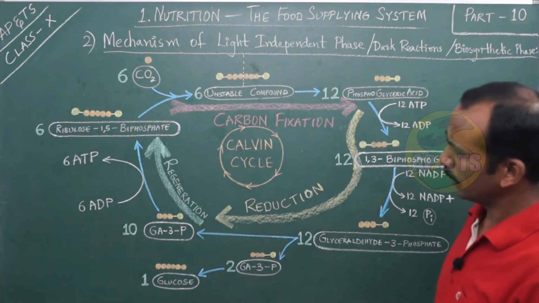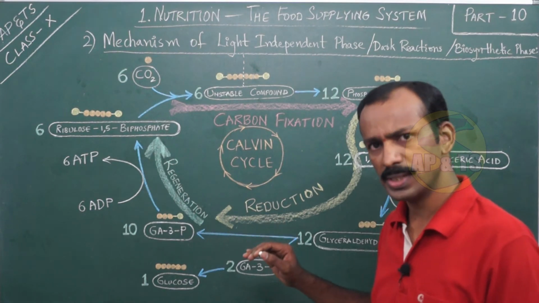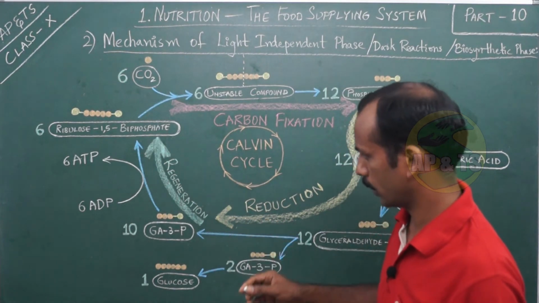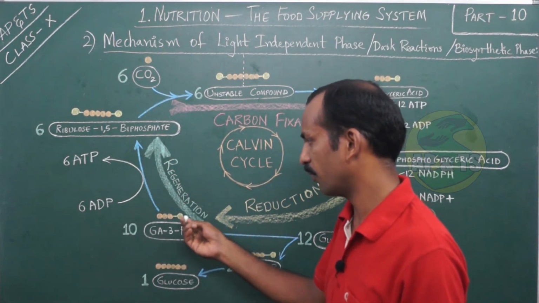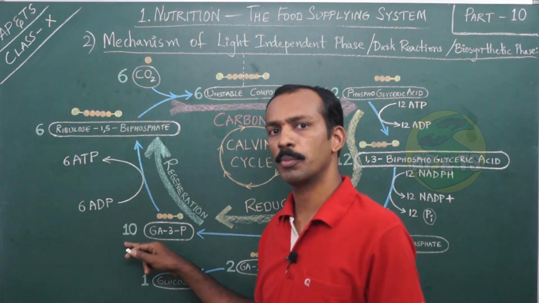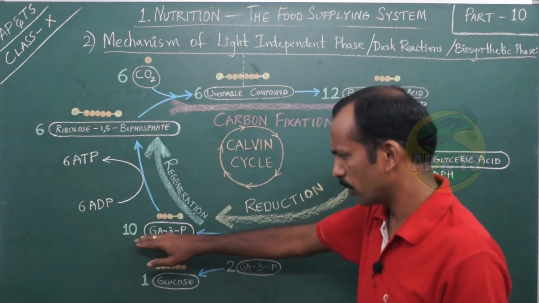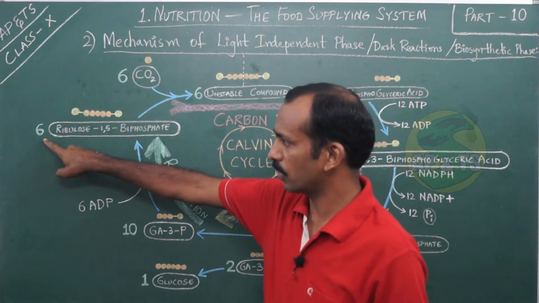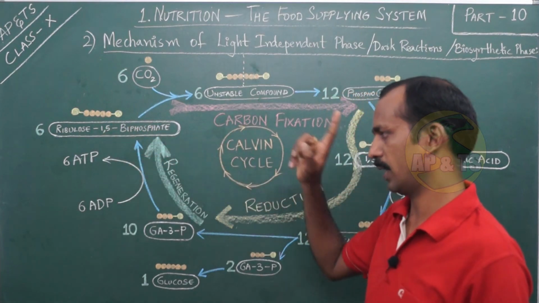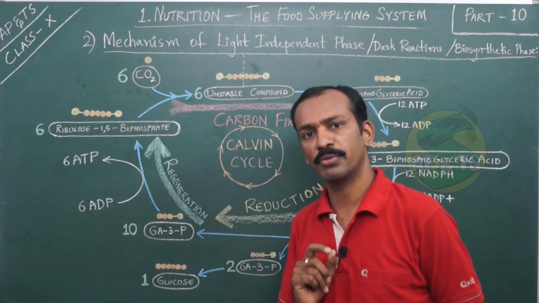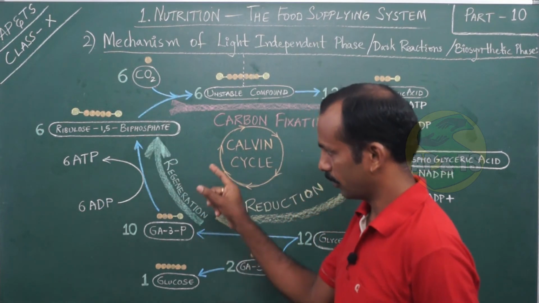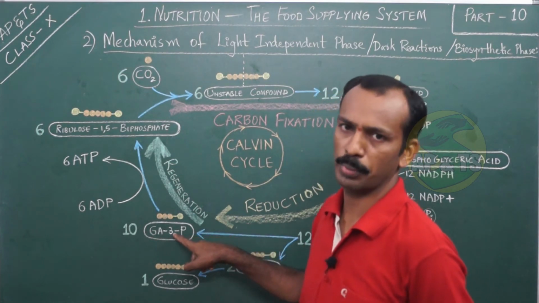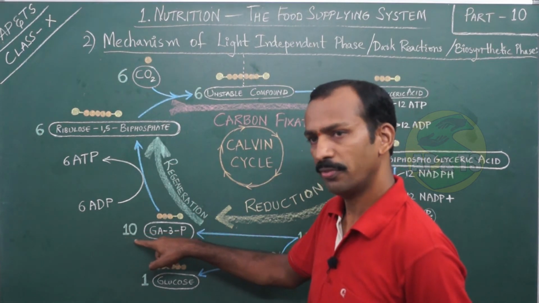Okay. Now the next step is regeneration. The next subphase is regeneration. How many glyceraldehyde 3-phosphates are there? 10 molecules. So these 10 molecules of glyceraldehyde 3-phosphate get converted to 6 molecules of ribulose 1,5-biphosphate. You may get a confusion. Don't get confused, children. I will give you the clarity now. 10 molecules of 3 carbon compound.